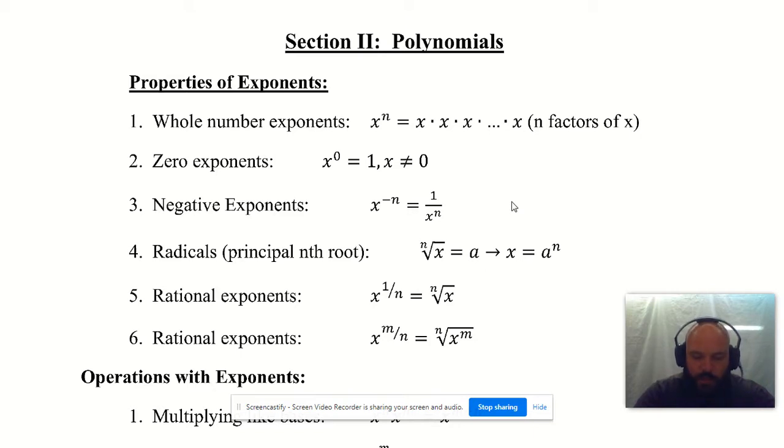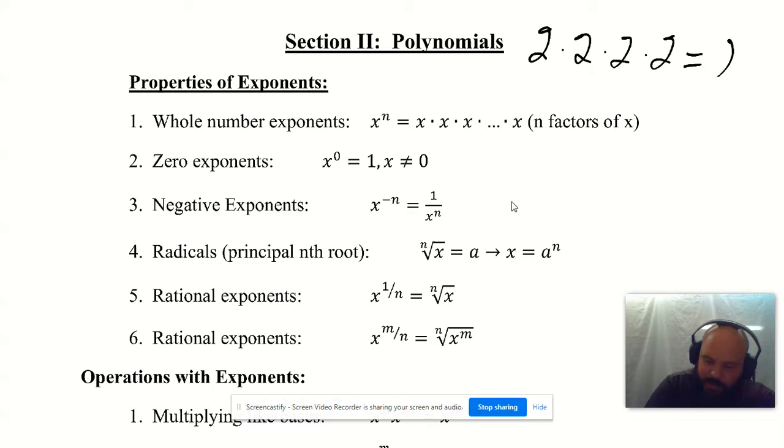So, the whole number exponents, what it means is if you have a number multiplied by itself multiple times, you can simply write that number with an exponent. So for instance, if you had something like 2 times 2 times 2 times 2, you could rewrite that as 2 to the fourth. So that's what that first property is explaining.